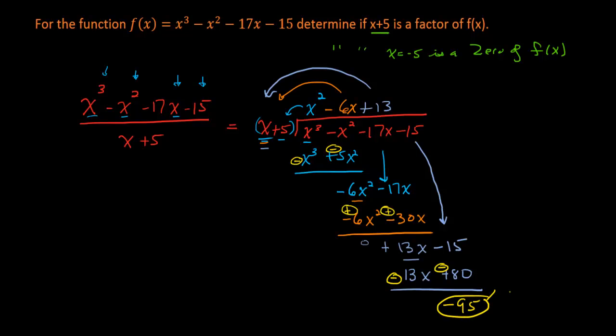Since we have a remainder here that is not equal to 0, we can say that x plus 5 is not a factor of f of x, since it doesn't divide in evenly.